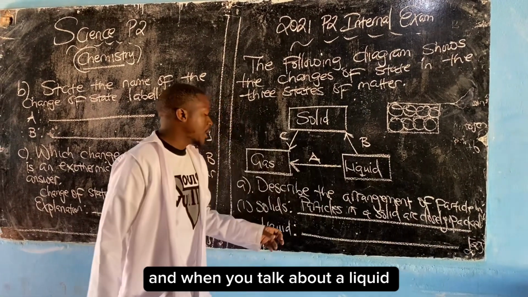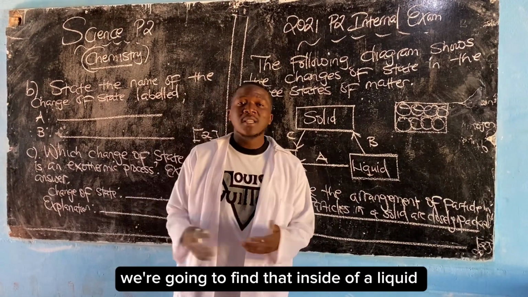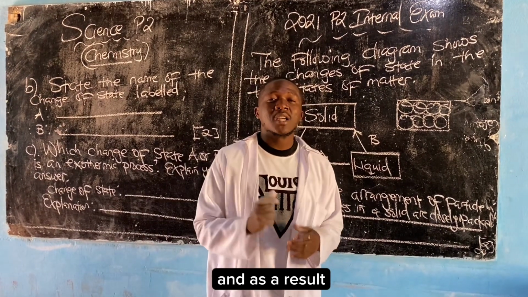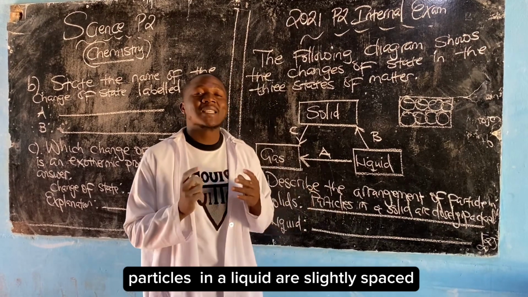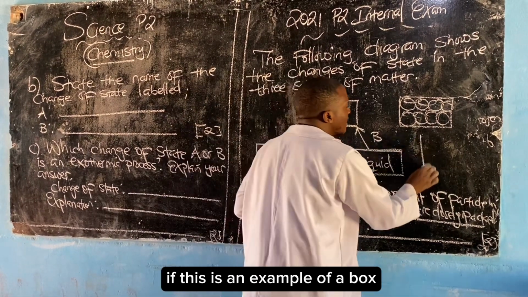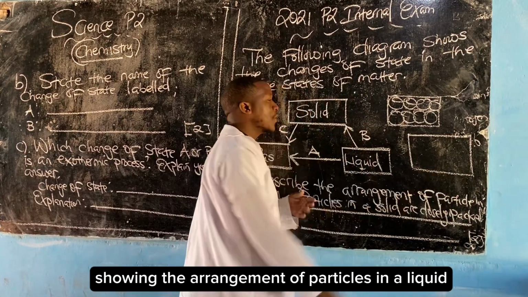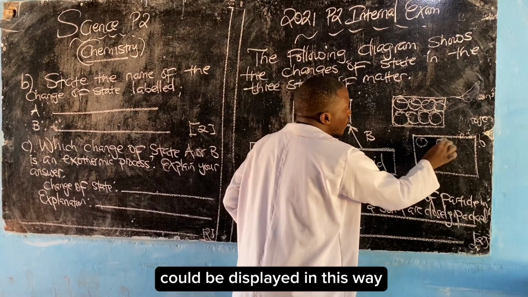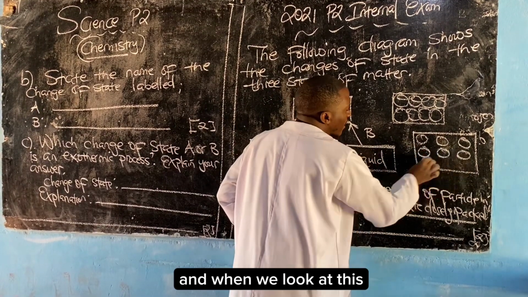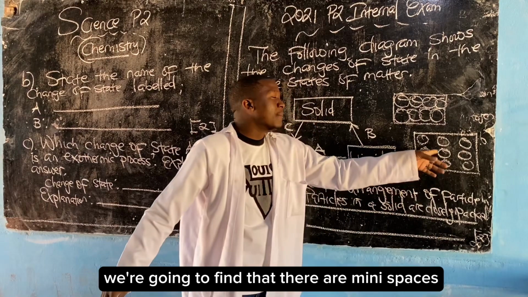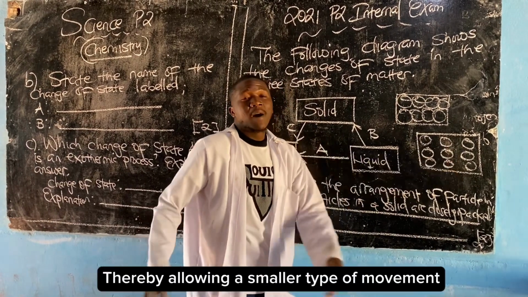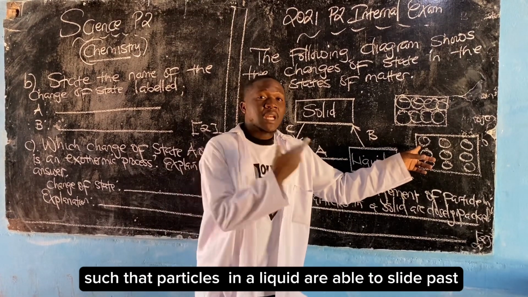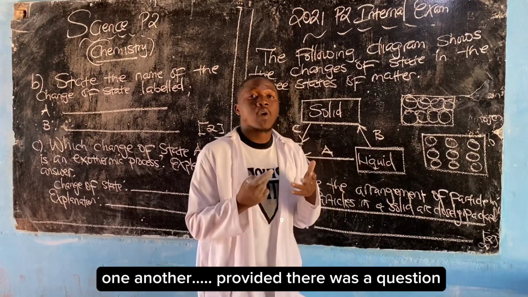And when we talk about a liquid, inside of a liquid there are weaker forces of attraction, and as a result, particles in a liquid are slightly spaced. If this is a box showing the arrangement of particles in a liquid, it could be displayed in this way. There are many spaces that we can see here, thereby allowing a smaller type of movement such that particles in a liquid are able to slide past one another.